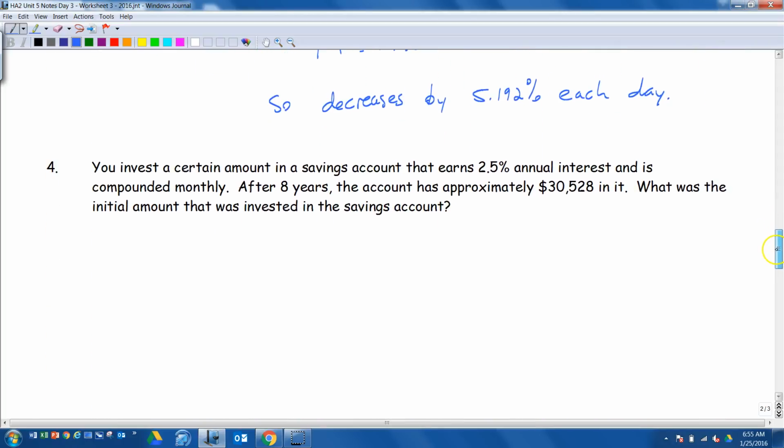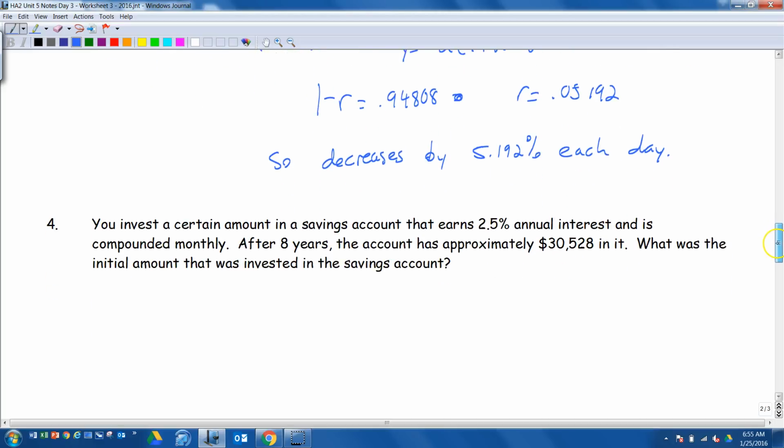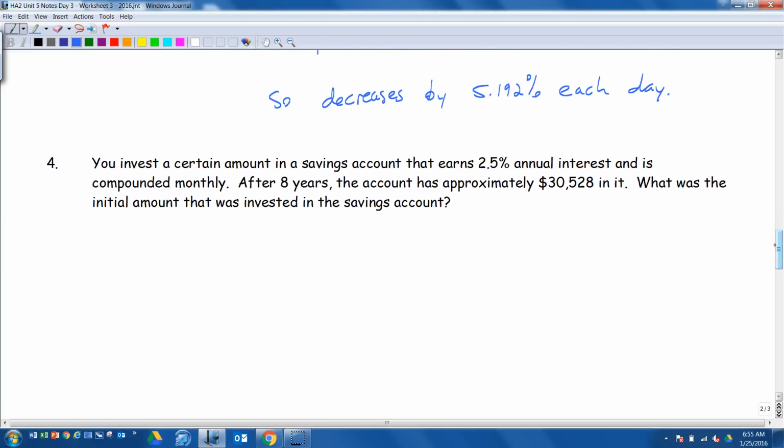A lot of these are a review actually. This is a review of what we just did at the front page. You invest a certain amount in savings, so an annual rate, so R is equal to 0.025. Compounded monthly, N is equal to 12. After 8 years, so T equals 8, we know that the amount is A. A has 30,000. Okay, so we are looking for P. We don't know what P equals.